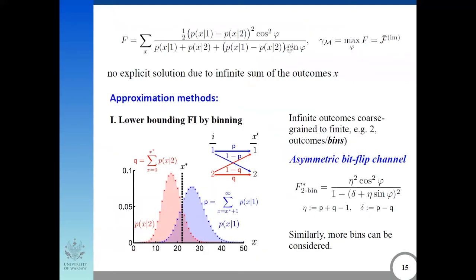In this case, the X photon numbers can, in principle, go from zero to infinity, so you have to sum them. And then your Fisher information, if you write it out explicitly, contains an infinite sum of this form. And now the gamma M, which in this case equals the imperfect channel QFI, is the maximization of this quantity. Because of this infinite sum, there's no way to have a closed-form analytical solution for what this F is for any given phi. And also, if you want to find the optimal phi, the optimal input state I should use, it is difficult.